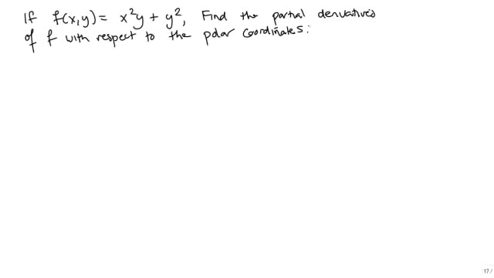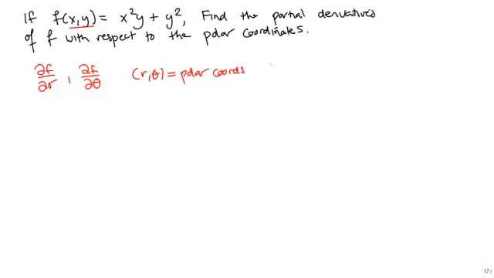If f of xy is equal to x squared y plus y squared, find the partial derivatives of f with respect to its polar coordinates. So right now we have f written in terms of its rectangular coordinates. Its polar coordinates are the r's and thetas. So the problem is really asking us to compute del f del r and del f del theta, where r and theta are the polar coordinates.